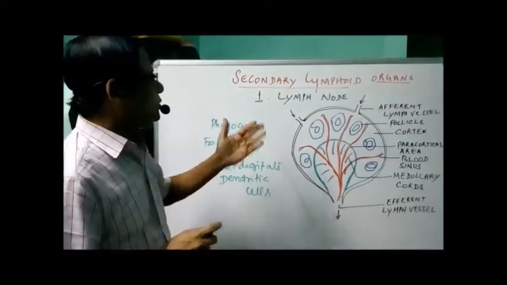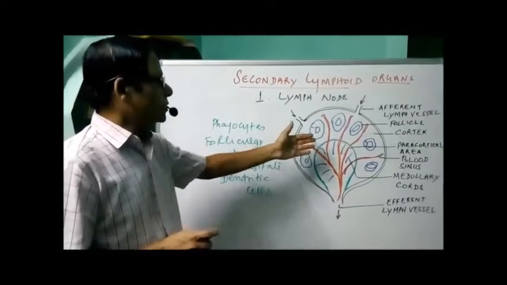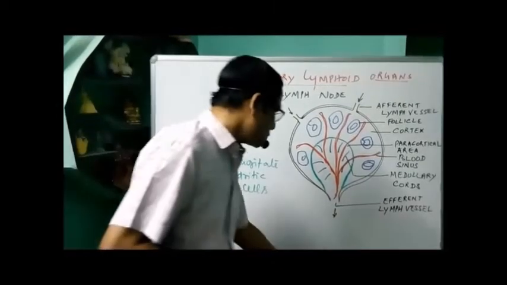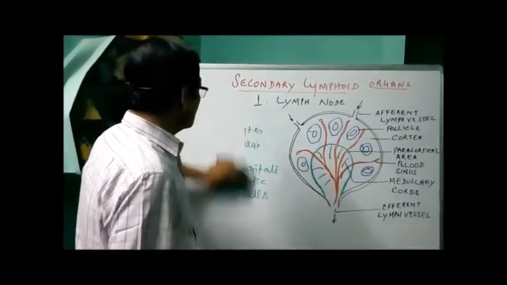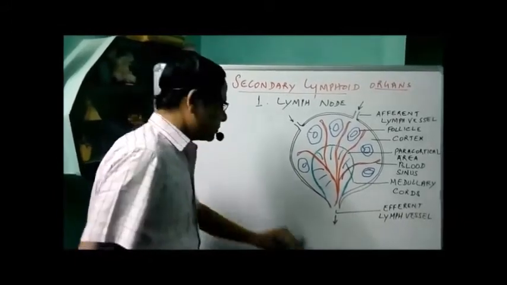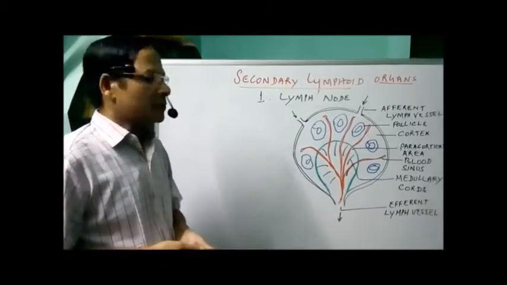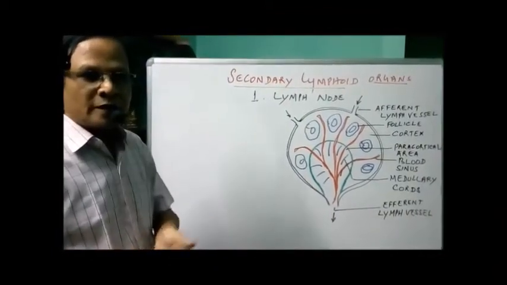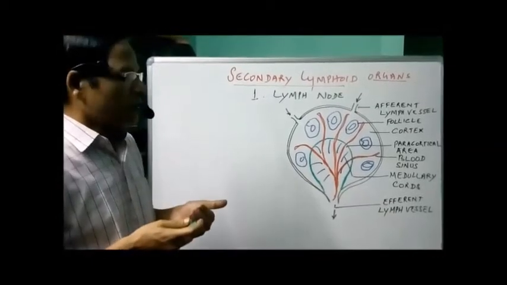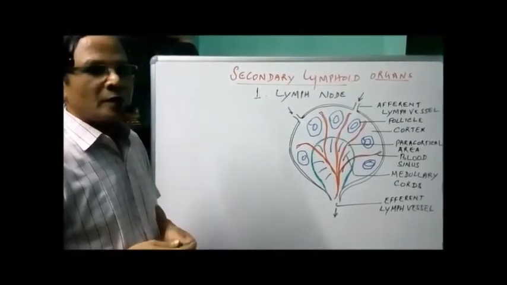Now let's come to the structural aspects of the lymph node. Here is a diagram. It has an outer capsule enclosing the lymph node. Many lymph nodes are present in the body, even hundreds. They are grouped together here and there. We'll see later. Approximately more than 600 lymph nodes are present in the body.